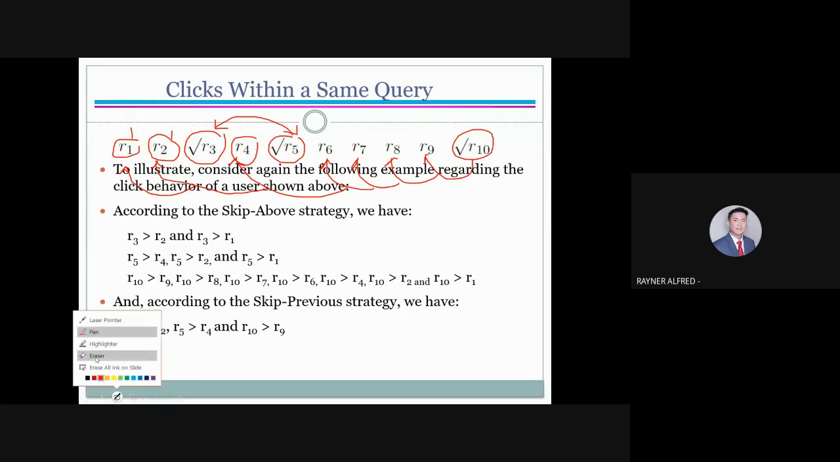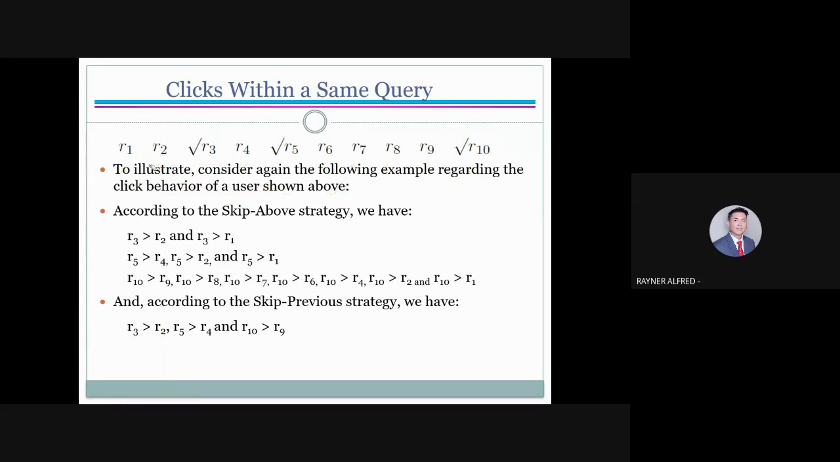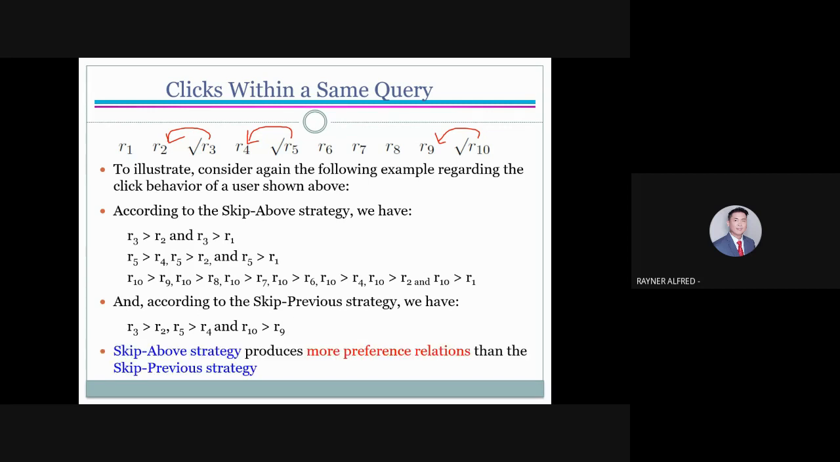For the skip previous strategy, let me erase this first. Using the same result that we have, we are saying that R3 is preferred compared to R2 only. R5 is preferred over R4. And R10 is more preferred compared to R9. So based on this, the skip above strategy produces more preference relations compared to the skip previous.